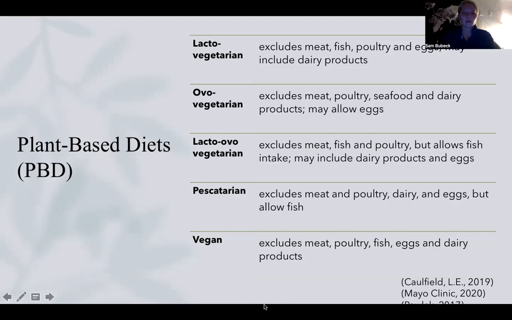And lastly, I would like to discuss the vegans. Vegan diets exclude meat, poultry, fish, eggs, and dairy products. This diet is the least loose of them all. It restricts quite a few areas that the others do not. There have been many benefits linked to all five of these diets that could suggest improved mental health state as well.